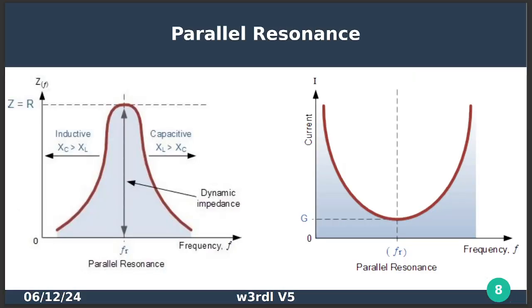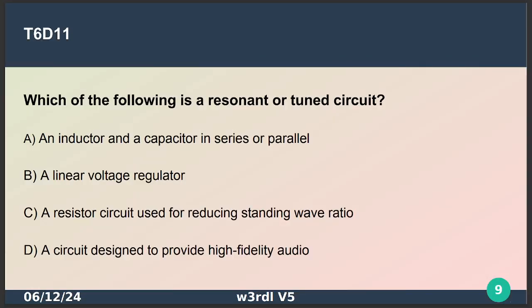Okay, and on parallel, it is just the opposite. Your parallel impedance is going to increase towards its maximum as you get closer to the resonant frequency, and at the same time, you'll notice on the right, your current is going to decrease. Because we all know current decreases when resistance increases.